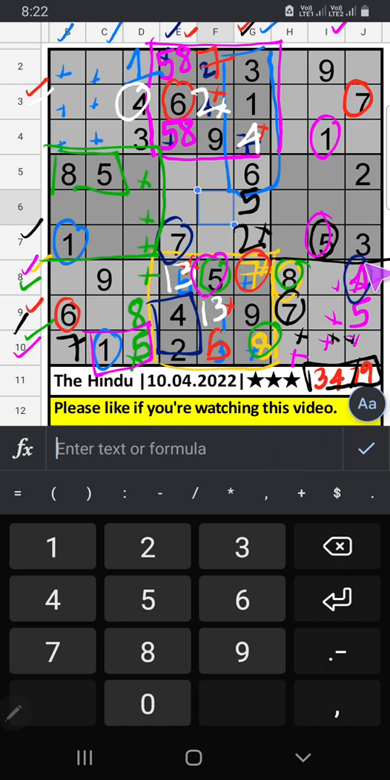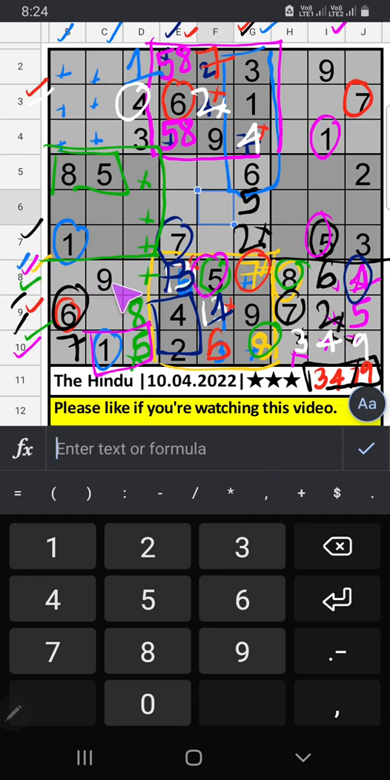Since 1 is here, so 1 can't come in this cell. 1 is confirmed here. Then 3 is here. 10th row, 3 numbers are remaining, 3, 4, 9. It will come in one of the cells. We will confirm later. Then 9th grid, only 3 numbers are remaining, 2, 1, 6. 9th row, we have 6. So 6 can't come in this cell. 6 is confirmed here. Then 2 is here.